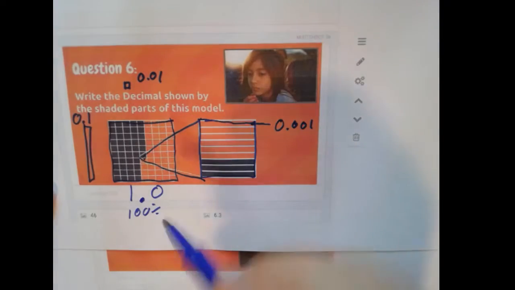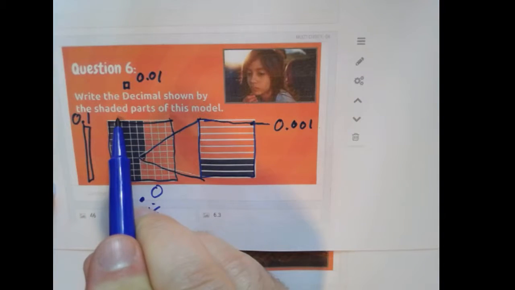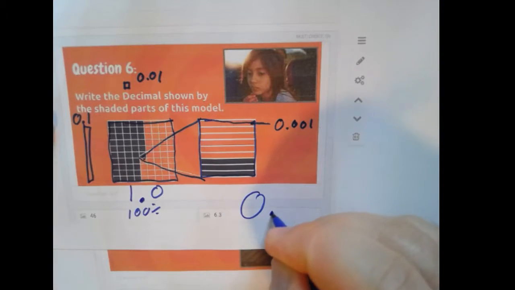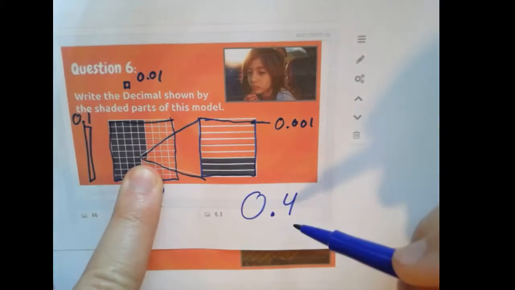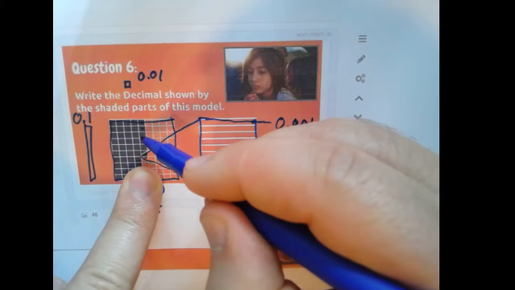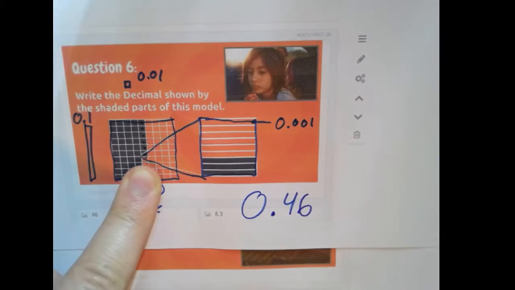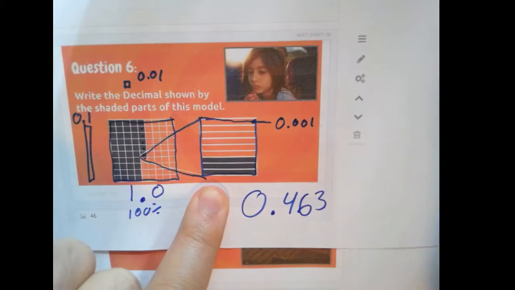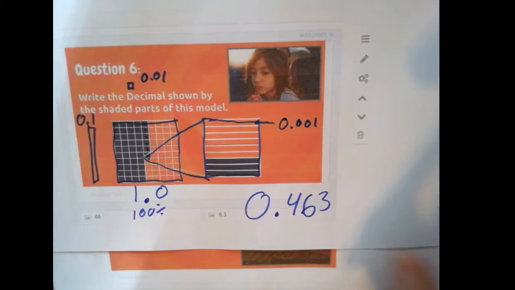Okay, so what do we have? We have 0.1, 0.2, 0.3, 0.4. Then when we add these up, we don't have quite another tenth, but we have hundredths: 1, 2, 3, 4, 5, 6 hundredths. And then how many thousandths? 1, 2, 3. And that's what we're looking for on that, 0.463.